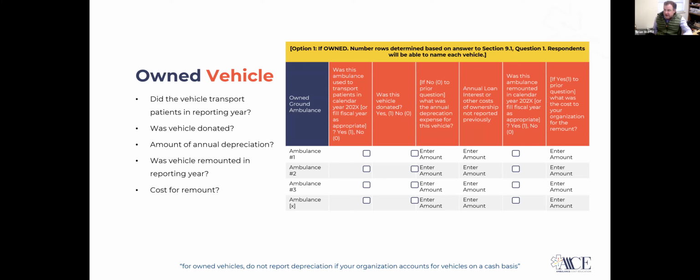If you elect to sign up for Amber, and we encourage all of you to do so, one of the nice features in Amber is when you enter the vehicles in Amber, we will create a template that you could then use to immediately upload to CMS. So that's a nice feature if you have a lot of vehicles.